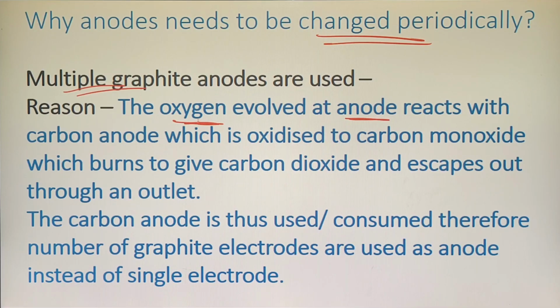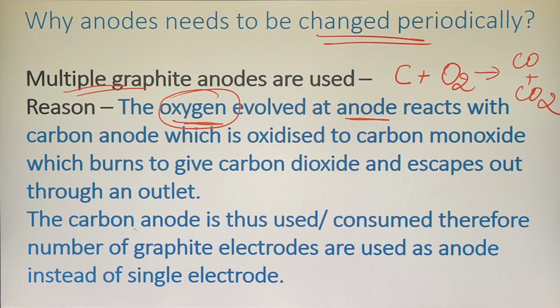Oxygen gas is coming. My anode is made up of carbon. Which gas is liberated at the anode? It is oxygen gas. This oxygen gas reacts with carbon. If there is partial oxidation, I get carbon monoxide. If it is full oxidation, I get carbon dioxide.